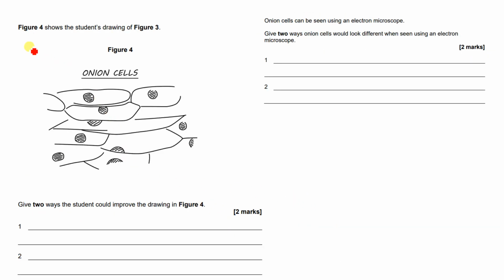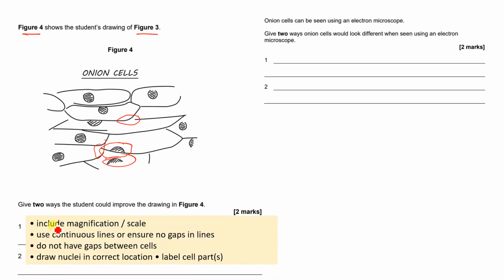That's it in micrometers. Now, figure 4 shows the student drawing of figure 3. Give 2 ways in which the student could improve. See, it is not a continuous line. Some of the cells are not drawn where they're supposed to be, so it's not complete. So first, include magnification or scale. He didn't tell us the magnification, whether times 200 or times 5,000. Now, use a continuous line. The lines are breaking. Do not have gaps between cells, like here.